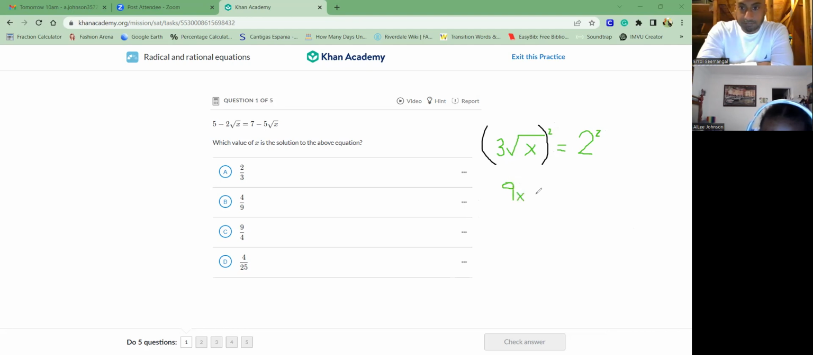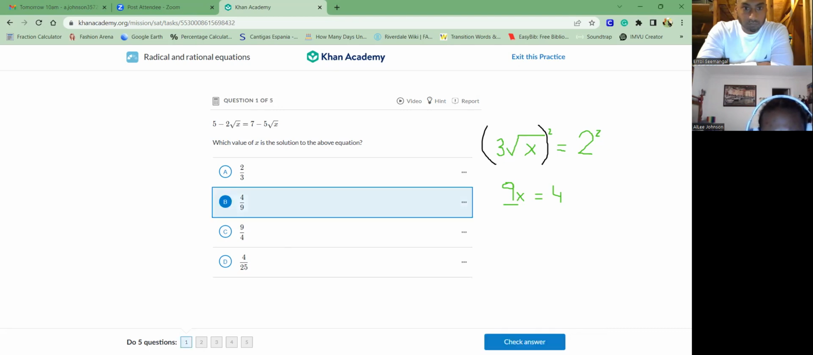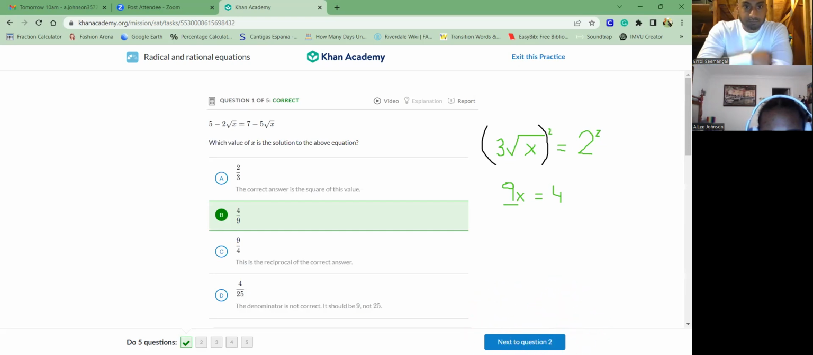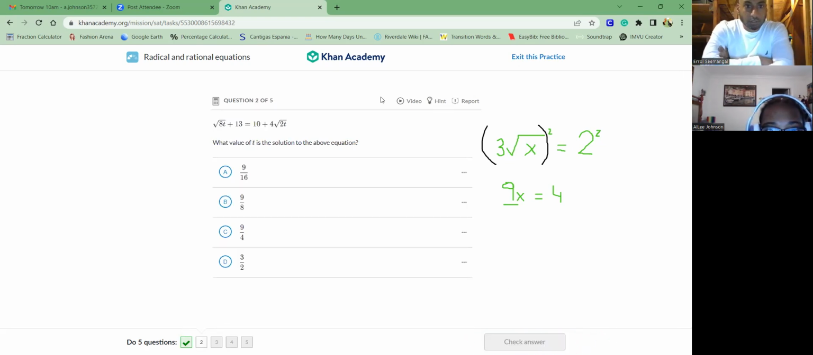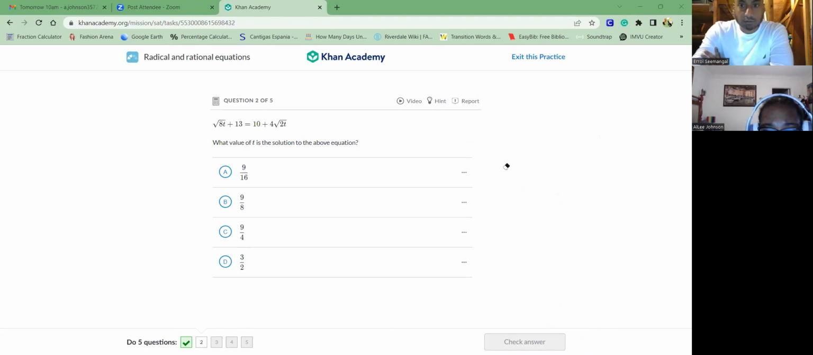Okay, now what? Divide both sides by 9. So it's b, right? Yep, good. All right, same thing on this one. So do the same thing on this one. Collect your root t's on one side and your numbers on the other side.